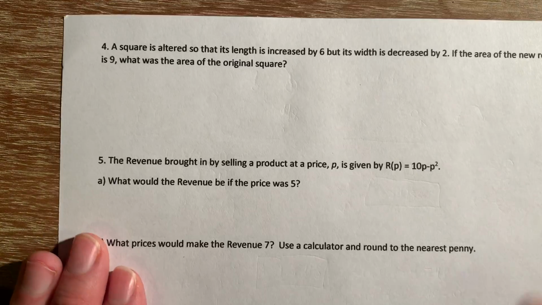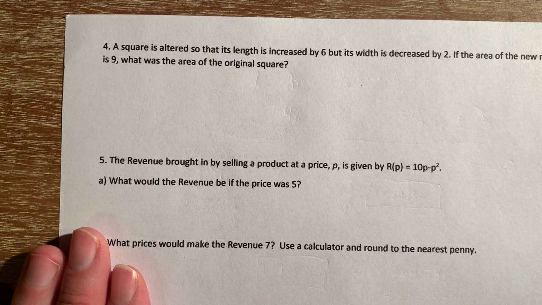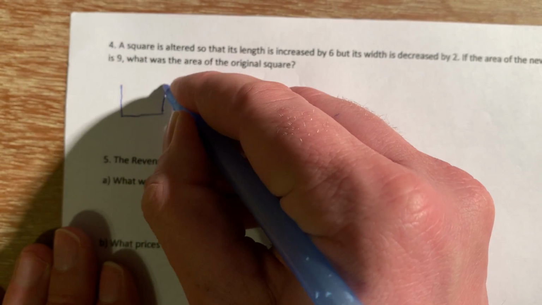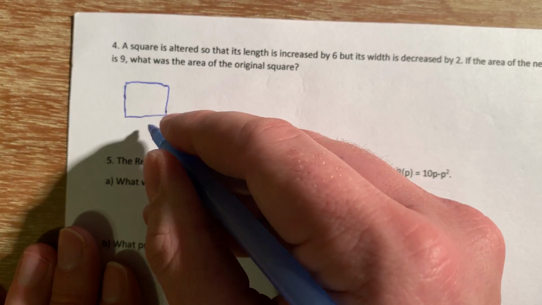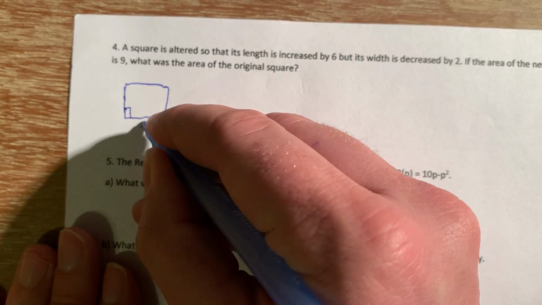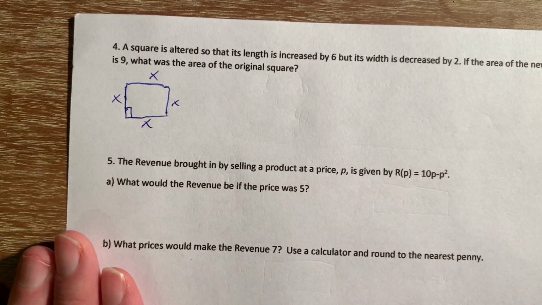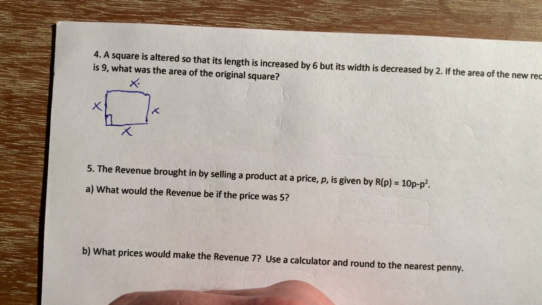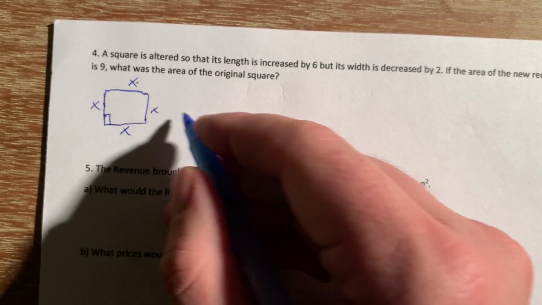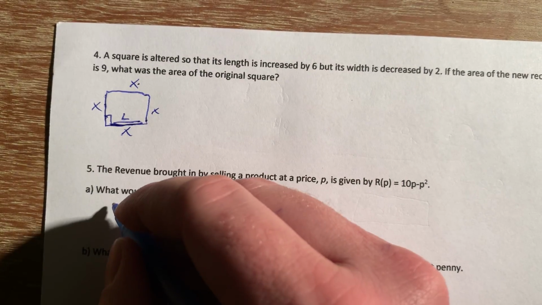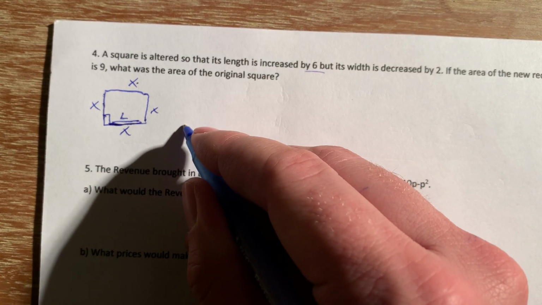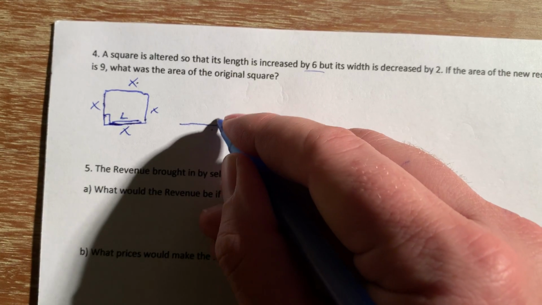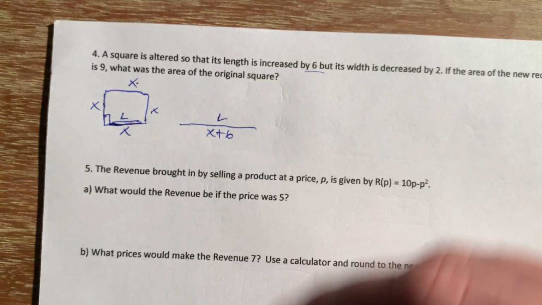Okay. A square is altered. Whenever there's a geometry one, I start by drawing a picture. There's a square, and I try to label things. I know that this is a right angle in a square, and I know that all the sides are the same. And I'm going to use a variable here because I don't know what that length is. So a square is altered so that its length, we'll call this the length, is increased by 6. So what's the new length going to be? Well, if the old length was x, the new length is going to be x plus 6.